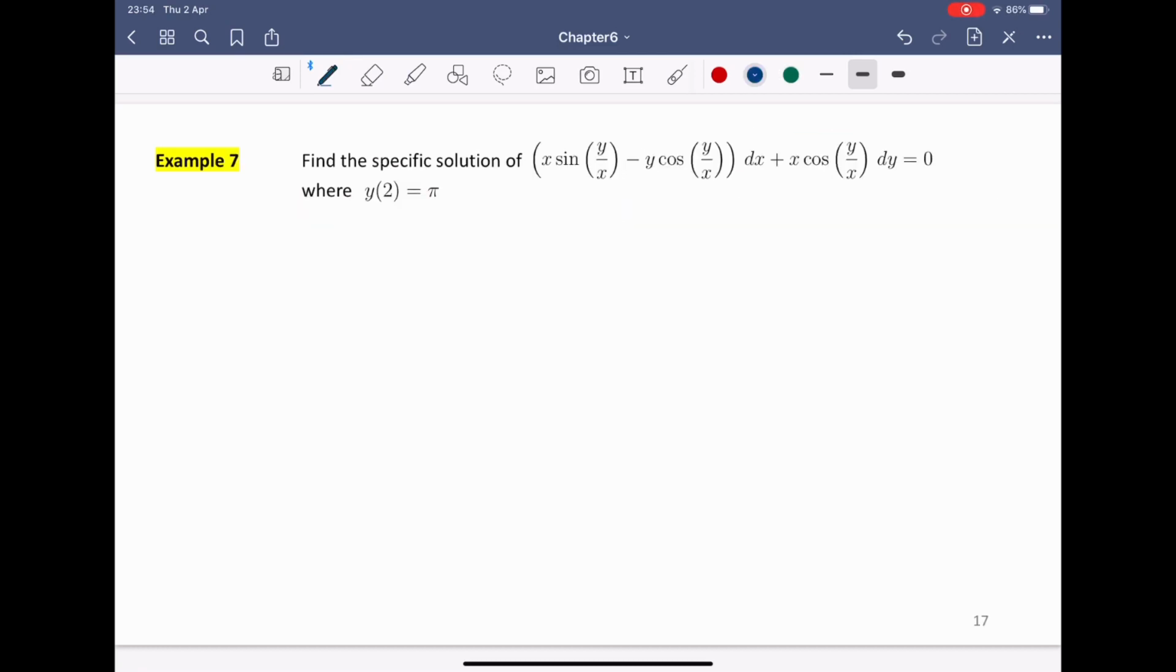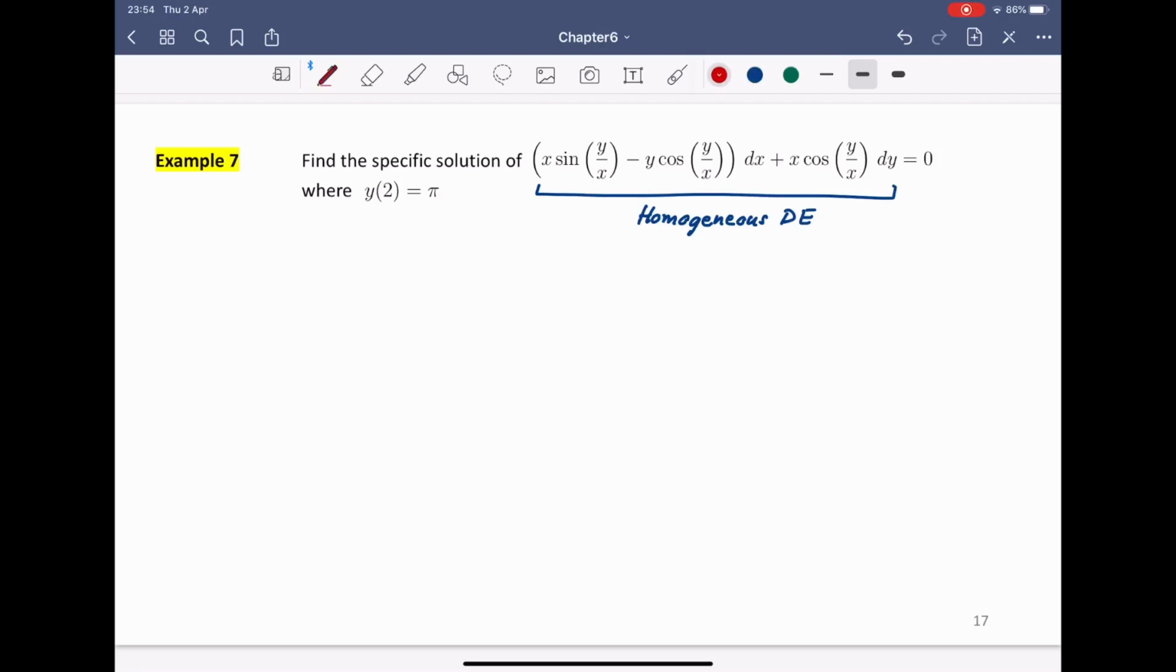Alright, let's do this example. Example 7, find the specific solution of this differential equation where y(2) equal to pi. Alright, we're gonna assume that we already know that this thing is a homogeneous differential equation. So for now, I trust that every student can check the homogeneous differential equation, so I'm gonna skip that part.